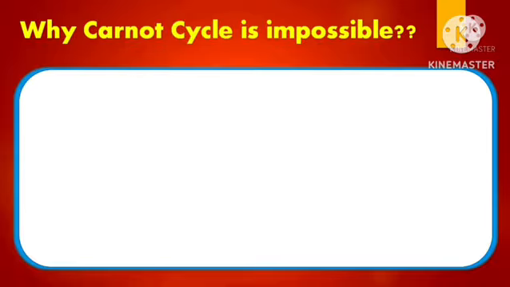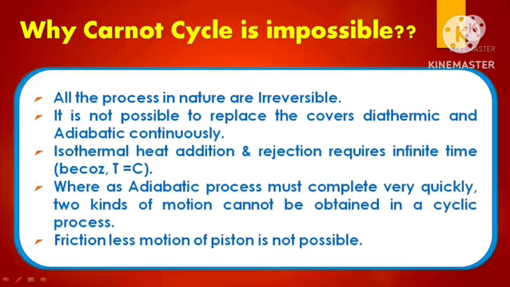Why is the Carnot cycle impossible? Let us discuss a few points related to the same. All the processes in nature are irreversible. That means whatever process we consider, there will be some losses and it cannot be reversible. That means there will be some frictional losses which need to be considered, so that we can't regain the original process as we had in the beginning.